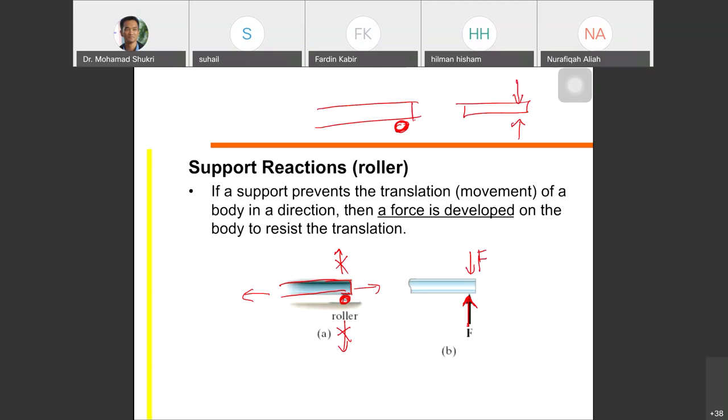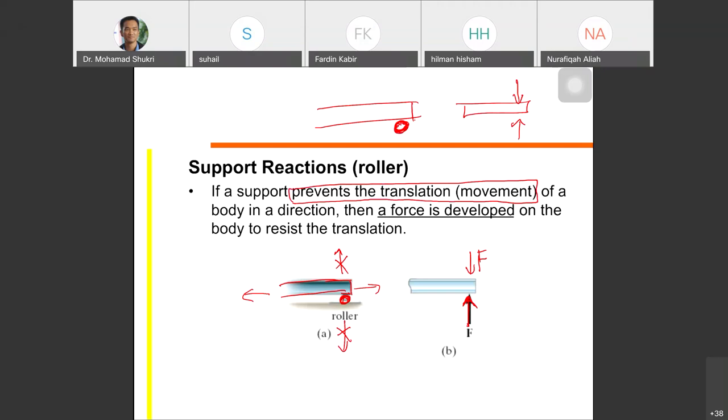Because it cannot move up or down since there is a roller. So which one is it? The one that prevents the movement, that is the force. The force that prevents the movement is the force we can draw on the system. Okay, we will see later.